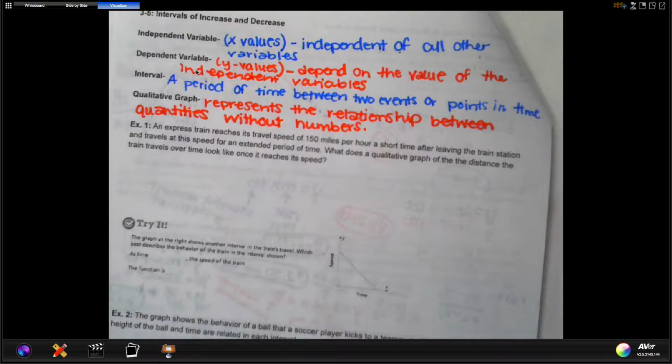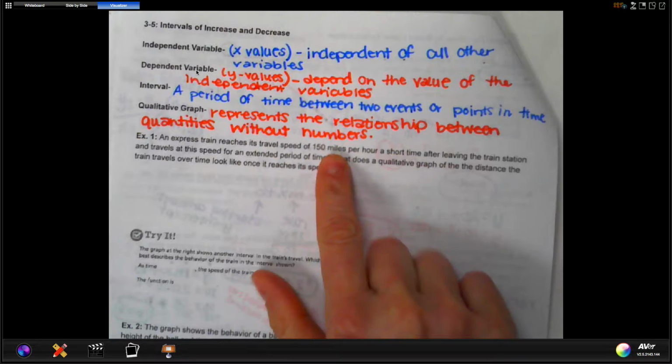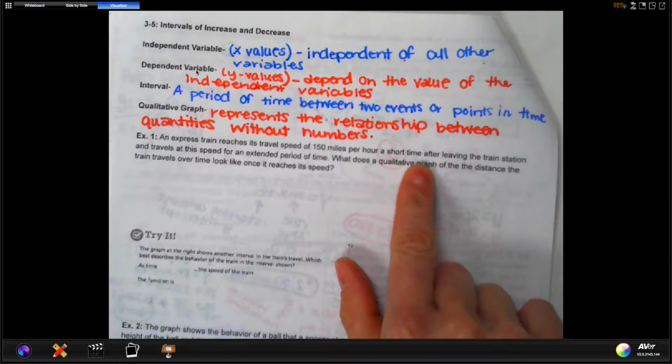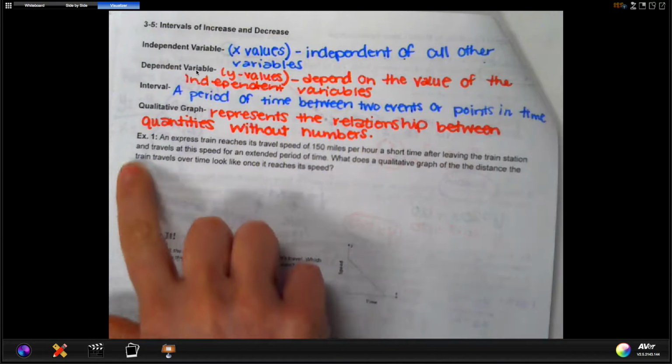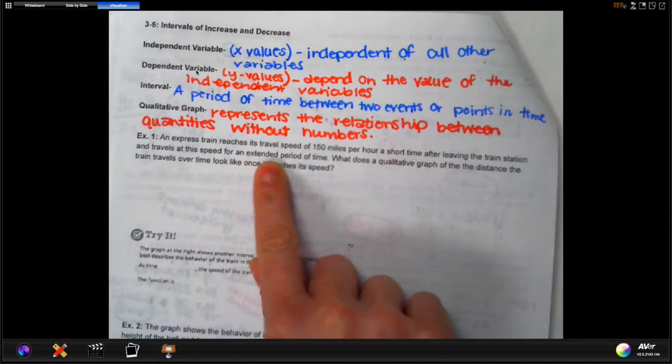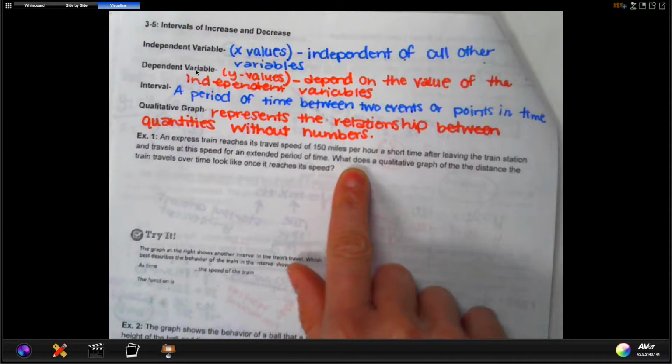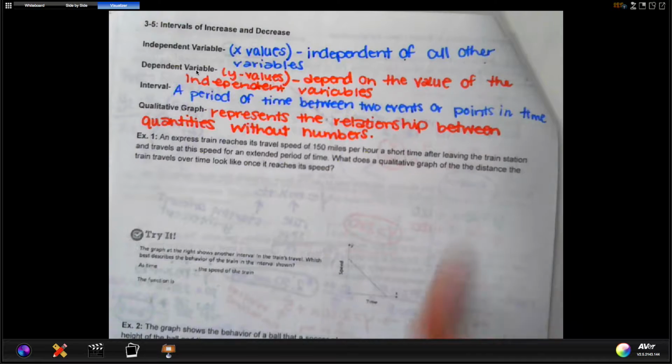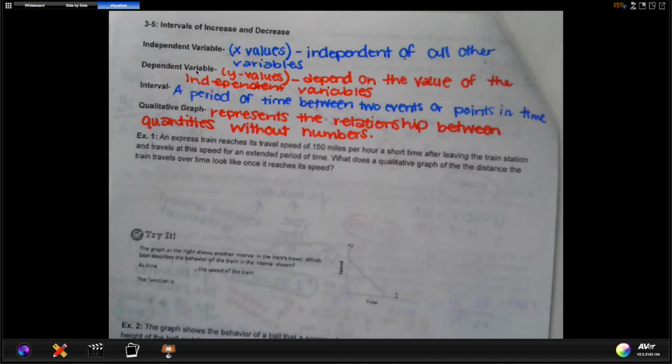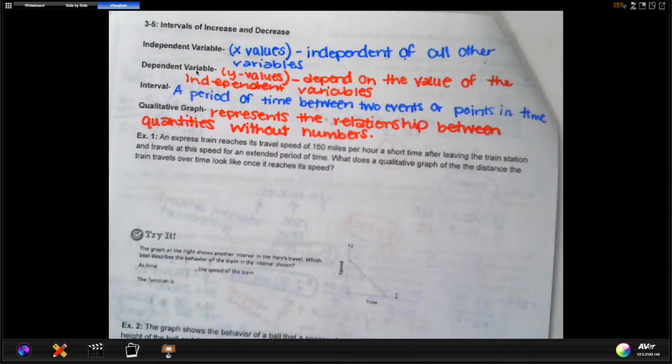All right, we are going to move on. We're going to do the examples, and I'm going to leave the try it for you to do on your own. All right, example 1. An express train reaches its travel speed of 150 miles per hour a short time after leaving the train station and travels at this speed for an extended period of time. What does a qualitative graph of the distance the train travels over time look like?